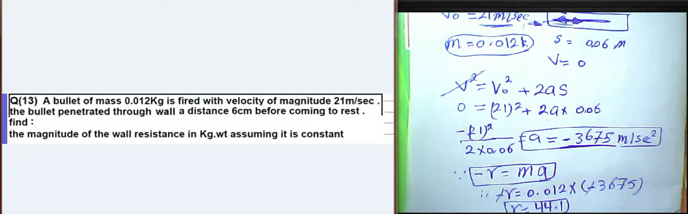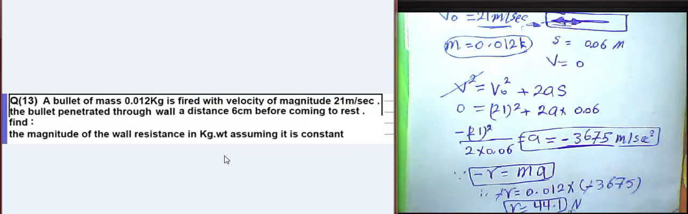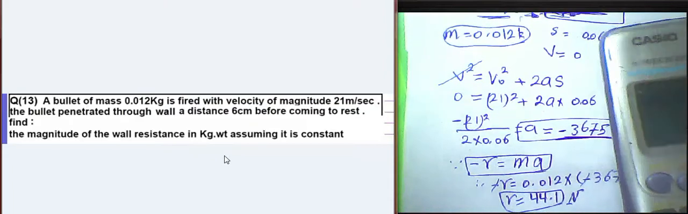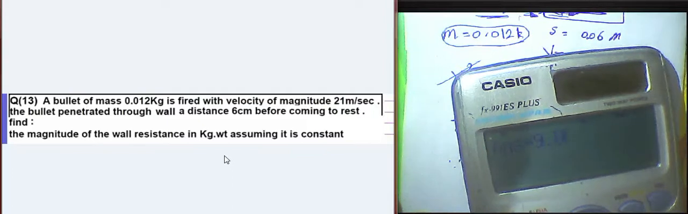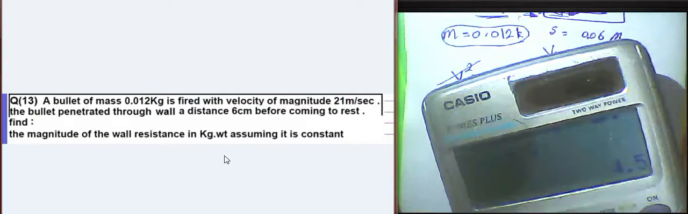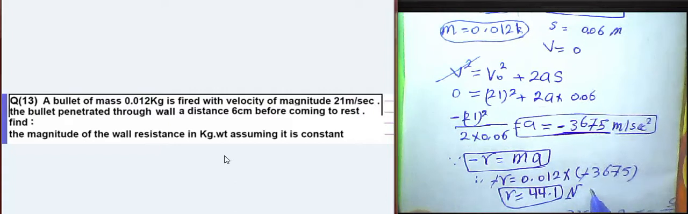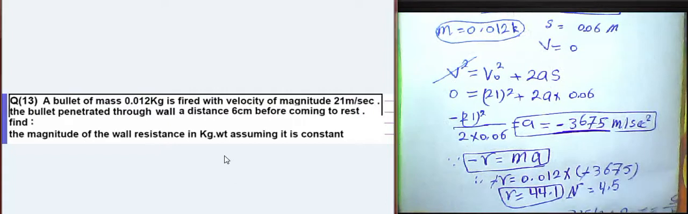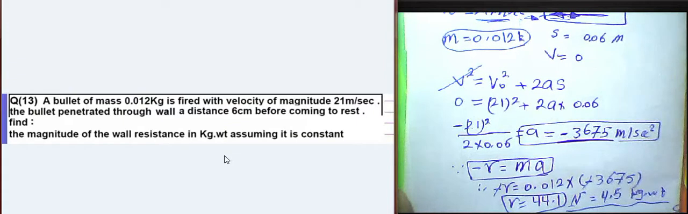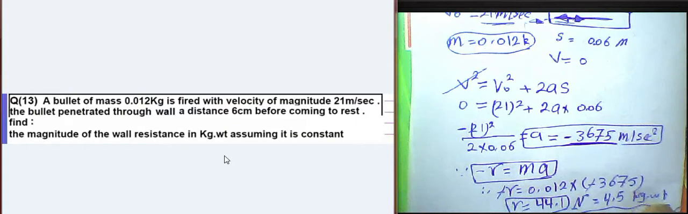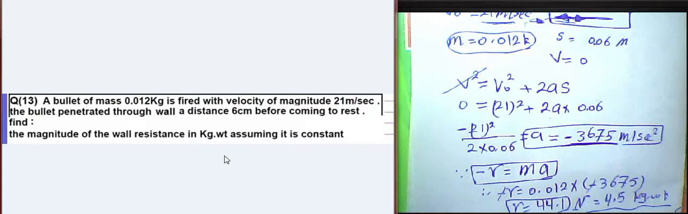Okay, understood? But in this example, we want to find the magnitude of the wall resistance in kilogram weight. The result is in Newton. We can divide it by 9.8 to convert from Newton to kilogram weight. Divided by 9.8, the result will be 4.5 kilogram weight, because he wanted the result in the unit kilogram weight.